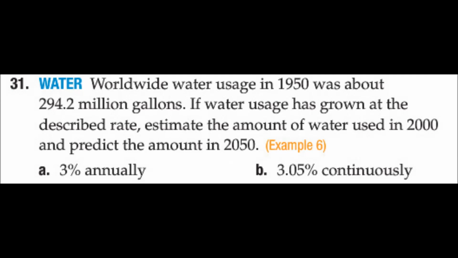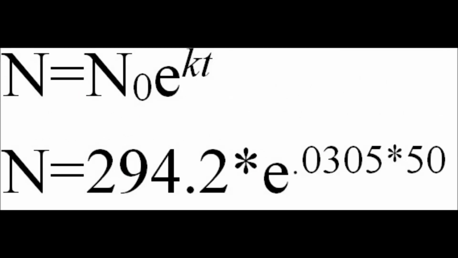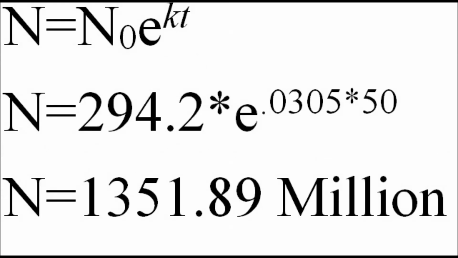For 31, we will only be looking at letter B due to its continuity. We must now plug in 0.0305 as the rate into the continuous exponential growth function, along with N naught being 294.2 and t being 50. If you plug that all in correctly, you should get 1,351.89 million gallons.